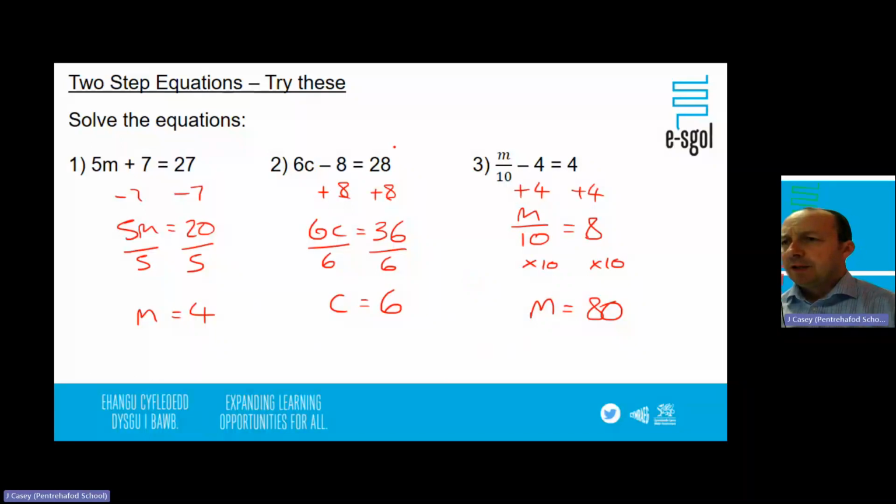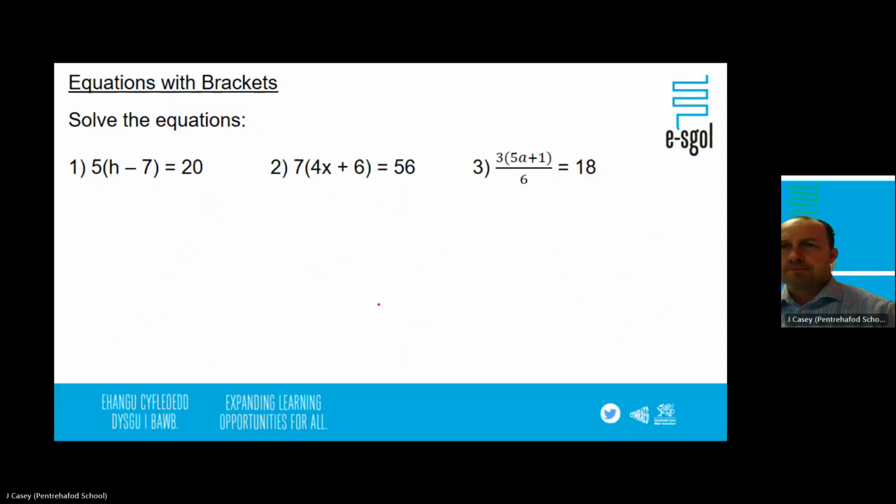That seems like a really big answer to me. m equals 80. I'm not confident I've done that right. So what I'm going to do is put that m equals 80 back into the original equation. So I'm going to think to myself, 80 divided by 10 is 8. That makes sense. 80 divided by 10 is 8. Take away 4 is 4. Yeah, so I'm happy now that this 80 fits in with the equation. So I've done a little substitution just to check that works.